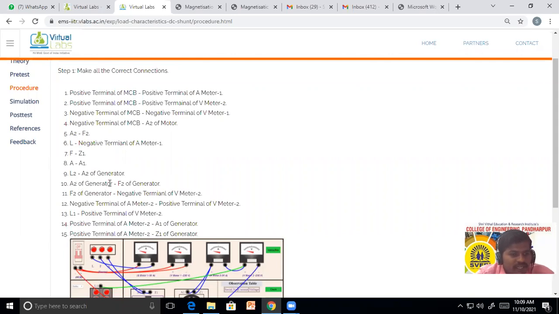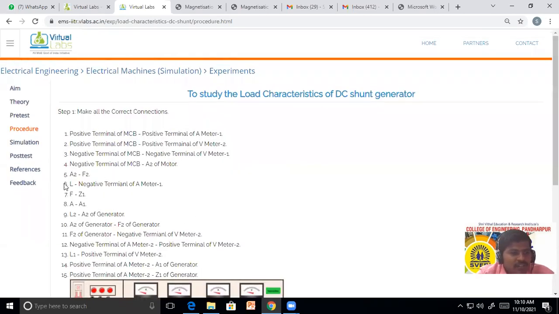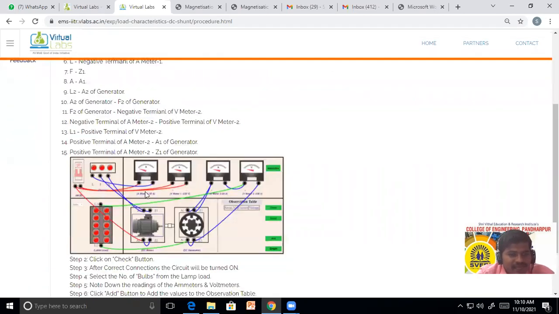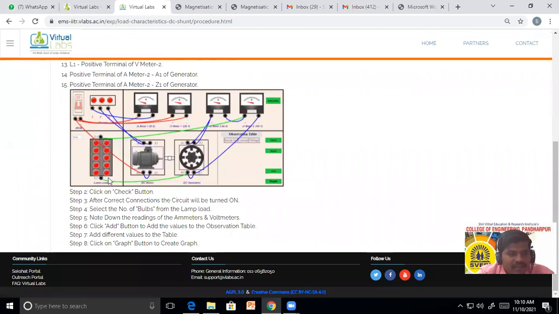A2 of the generator is F2 of the generator. F2 of the generator is the negative terminal of voltmeter 2 and the negative terminal of ammeter 2. L1 is connected to the positive terminal of voltmeter 2, and the positive terminal of ammeter 2 goes to A1 of the generator. The positive terminal of ammeter 2 is Z1 of the generator. So these are the connection diagrams, and the connection diagram is given here.